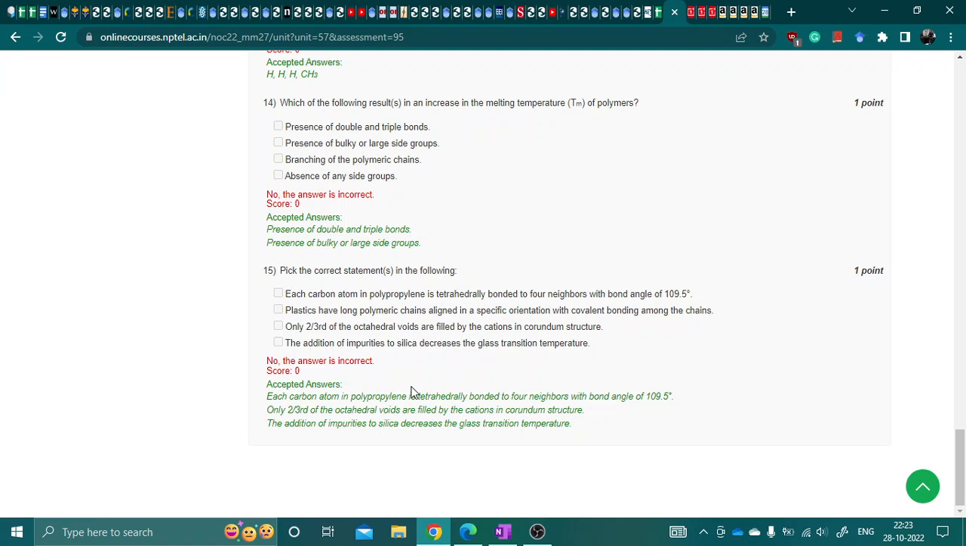Only two-thirds of the octahedral voids are filled by the cations in the corundum structure. You already saw in the lecture, that is correct. The addition of impurities to silica decreases the glass transition temperature, and that is why you employ that phenomenon to give different shapes to the silica. So these three are the correct answers.